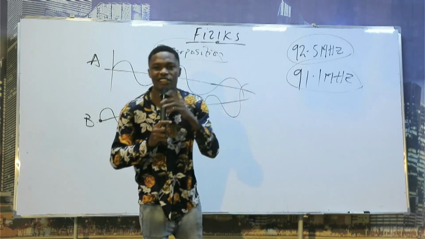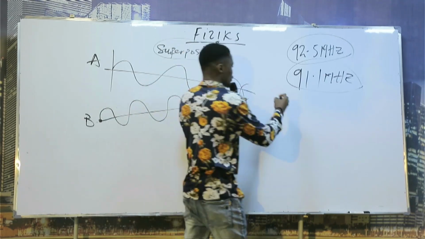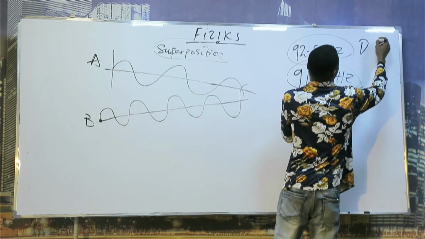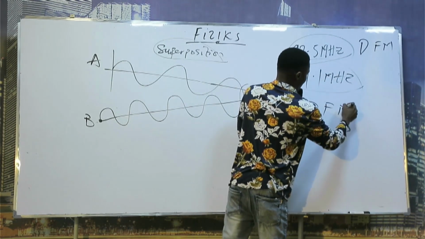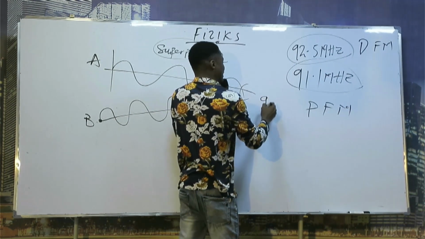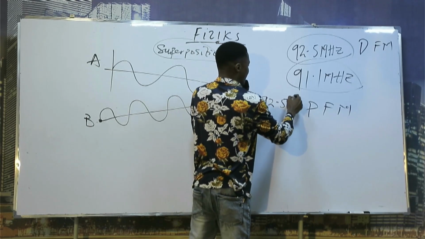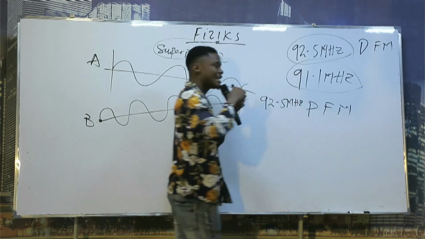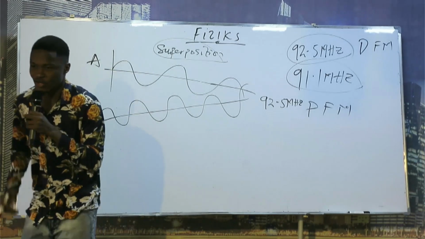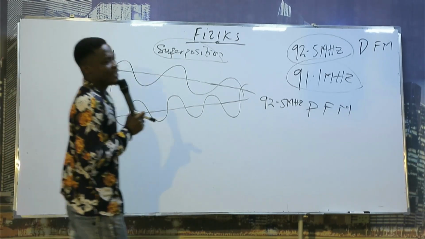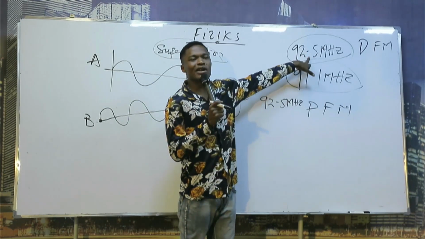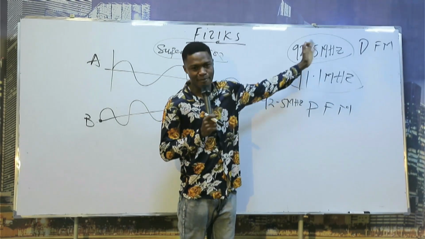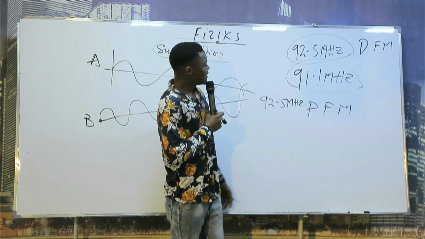Imagine they now decided to give me 92.5 also. So this is Dream FM, then Prime FM. And they also gave me 92.5 megahertz. Now, what will be the implication of this? The implication is that, let's assume that on a particular day, Dream FM were doing Namen K-Way.